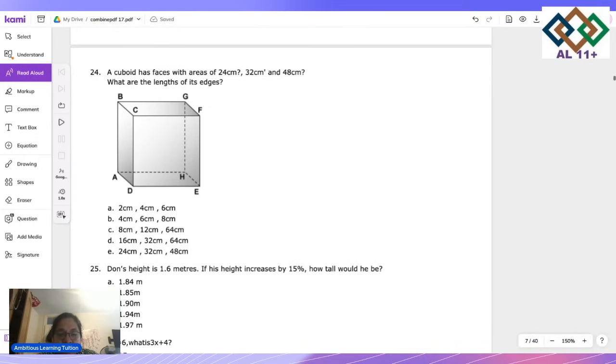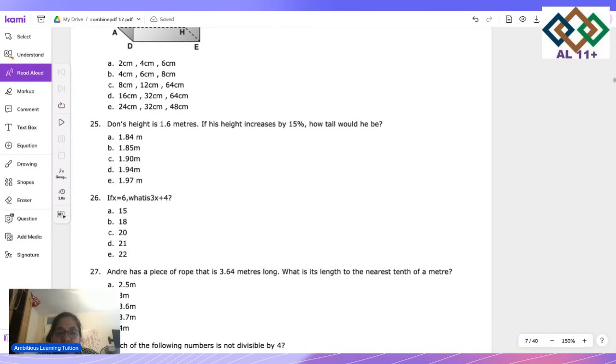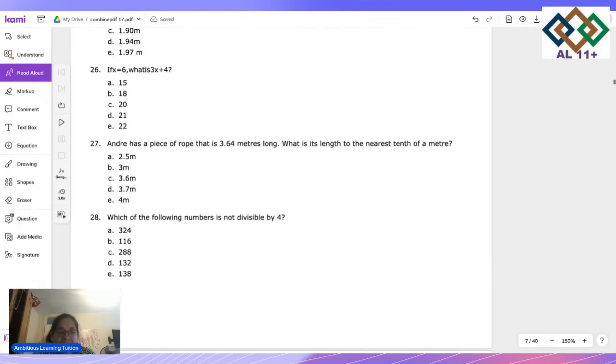And then you have something for the cuboid one, and the cuboid has faces with areas of 24 centimetres, 32 centimetres, and 48. What is the length of its edges? So you need to find the length of the edges. Then you again have something for the height. Dora's height is 1.6 metres. If her height increases by 15%, how tall will she be? You need to find that.